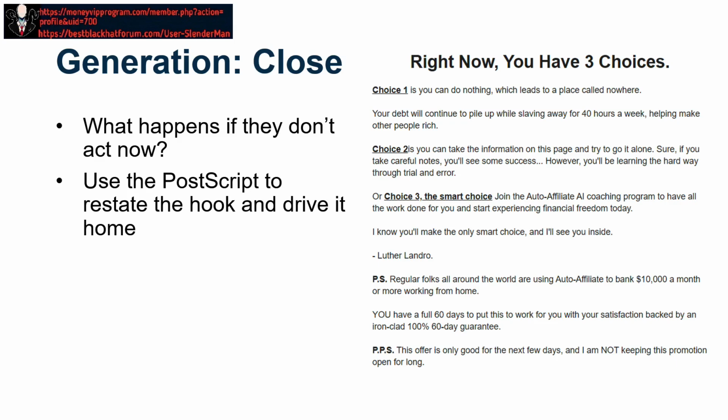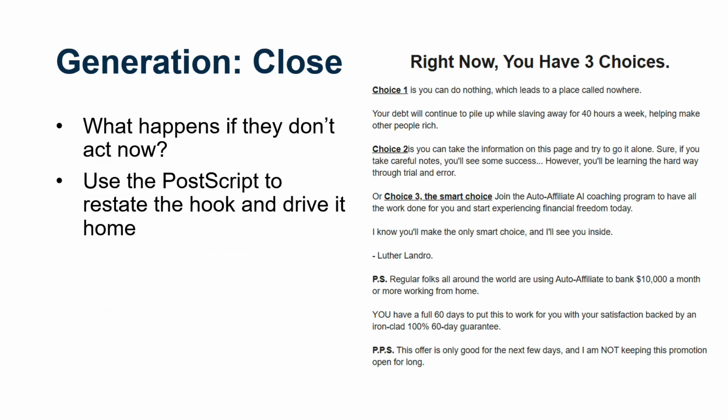So we're saying regular folks all over the world are using Auto Affiliate AI to bank $10,000 a month or more working from home. And you have a full 60 days to put this to work for you with a satisfaction backed by an ironclad 60-day guarantee. Now, this offer is only good for the next few days, and I'm not keeping this promotion open for long.